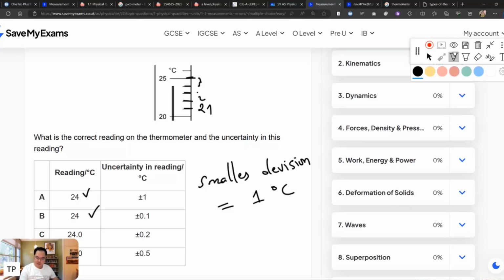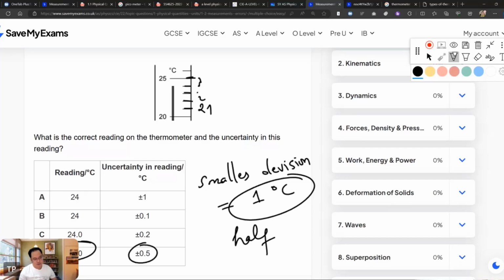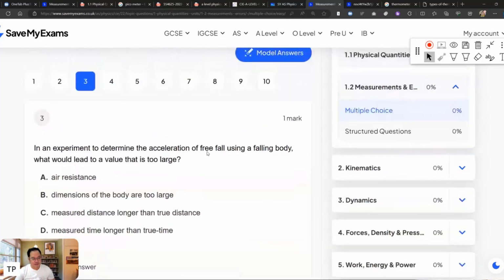Sorry, not 0.2, that one division is 1 degree Celsius, 21, 22, 23, 24. So we need to take the smallest division, which is 1 degree, and therefore the uncertainty is half of 1, which is 0.5. So the answer is 24.0 plus or minus 0.5. Why does it have to be 24.0? Because you take 1 decimal place for the uncertainty, 1 decimal place, okay?